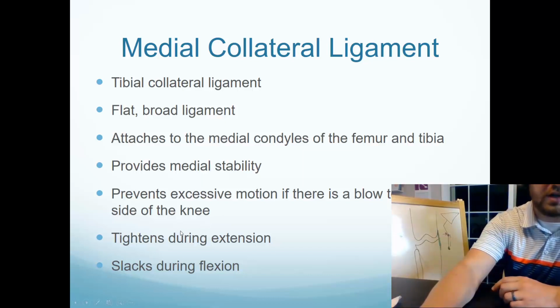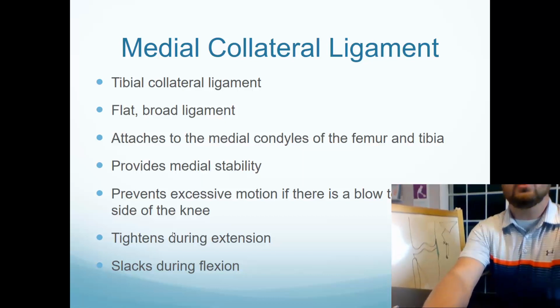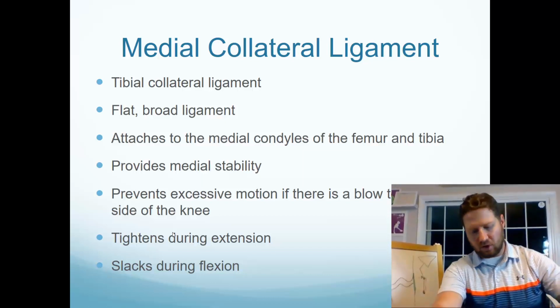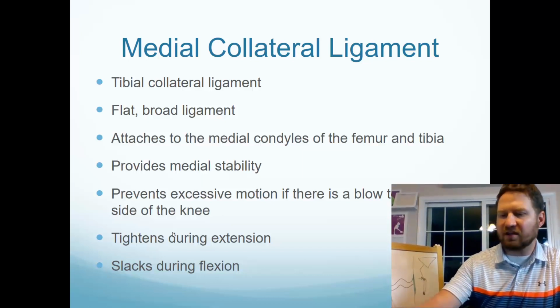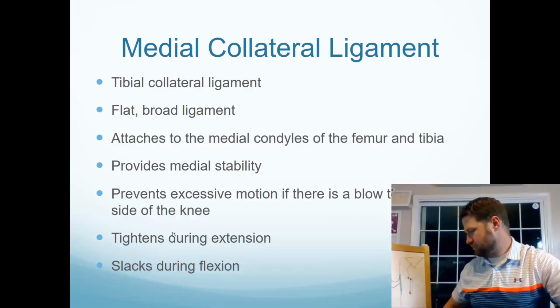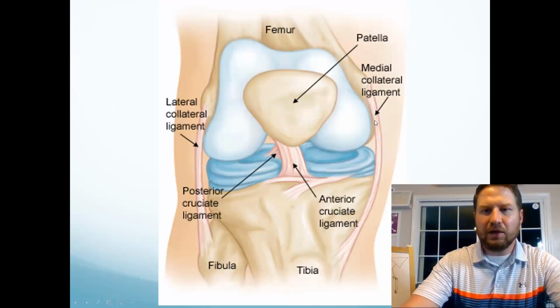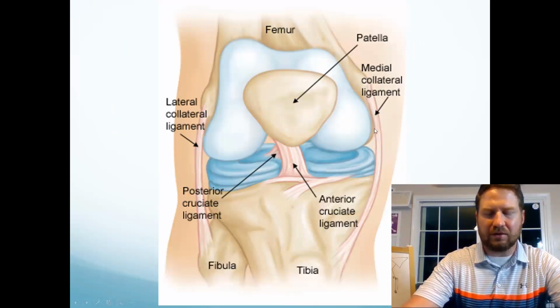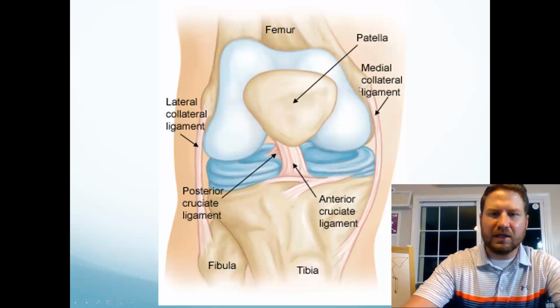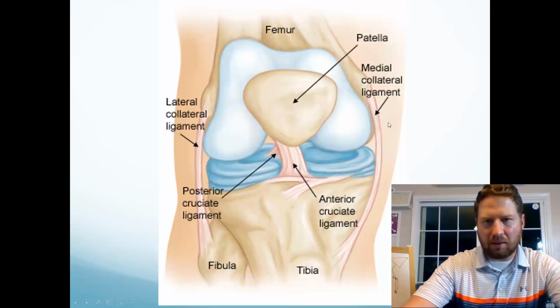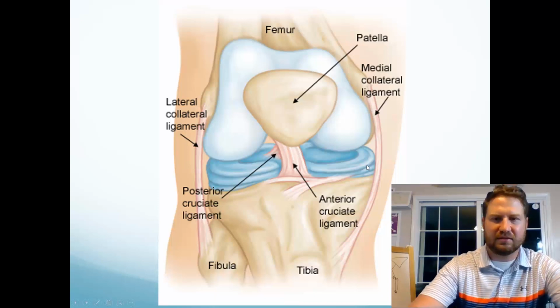So we know two structures that are tight during extension. What are they? Our ACL and our MCL. Let's keep those two things in the back of our head. ACL and MCL are related because they are both tight during extension. Okay? We're going to come back to it. And you can see how the other interesting aspect is how the MCL kind of goes along and probably attaches to all these different structures. It's attached somewhat to the medial meniscus. Okay, so normally if you have an MCL tear, you also have a medial meniscus tear.